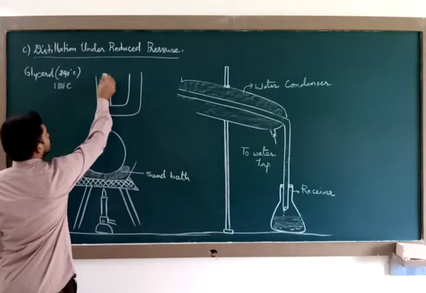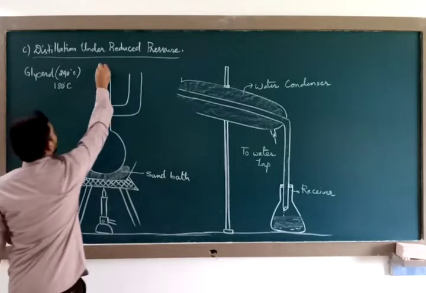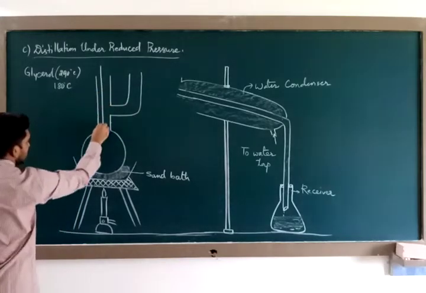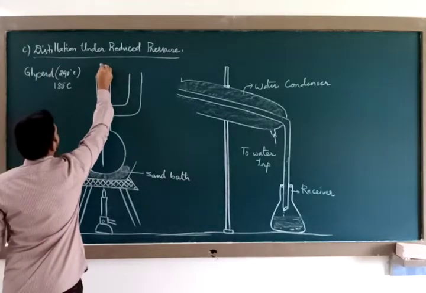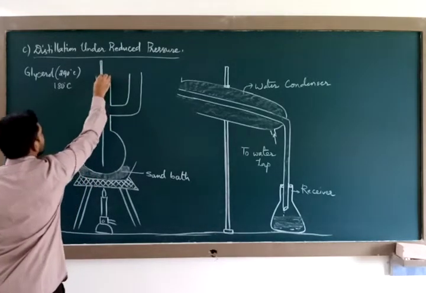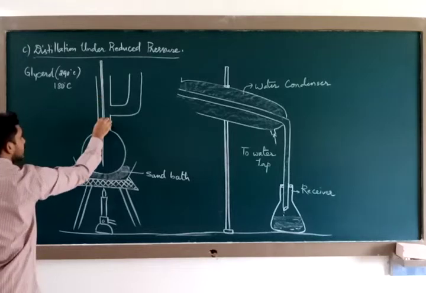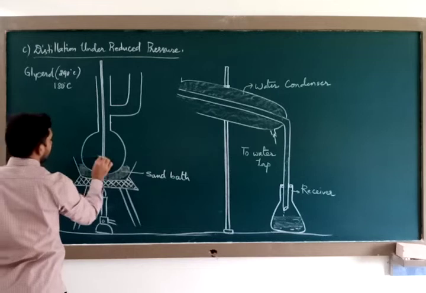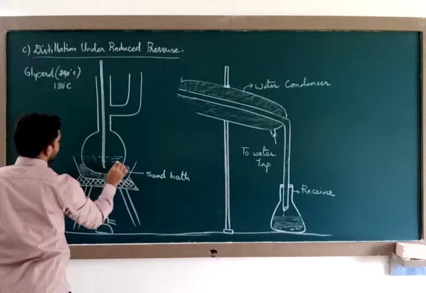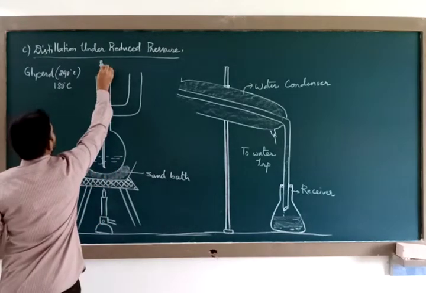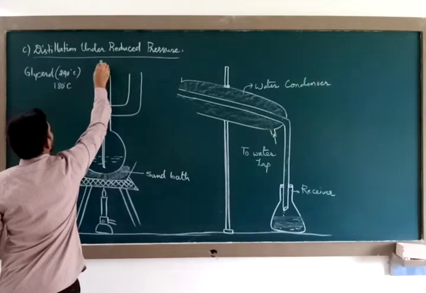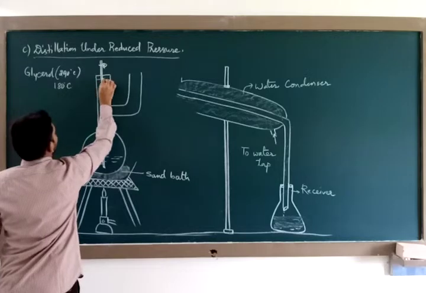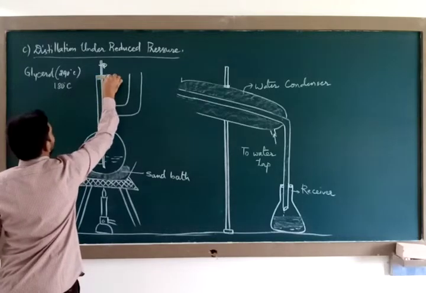Then this is Claisen's flask. In the first neck of the Claisen's flask you have a very thin tube, which we call a capillary tube. This capillary tube is regulated by means of a stopcock. Then the mouth of the Claisen's flask is closed.